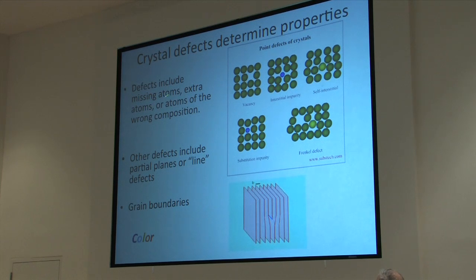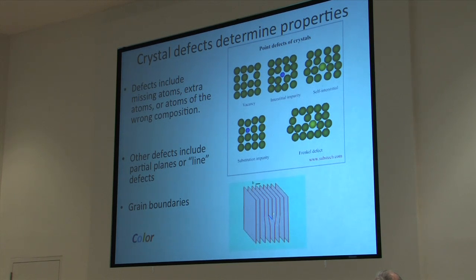So there are different kinds of defects. We can have point defects where we could be missing an atom. We could have an atom that's at a place we normally wouldn't have one, and it could be an impurity atom, or it could be one of the atoms of the material. We can have a substitution atom, that's where we have a different kind of atom in a site that would normally be occupied by one material. Or we can have correlated defects. And we can have planes of defects.